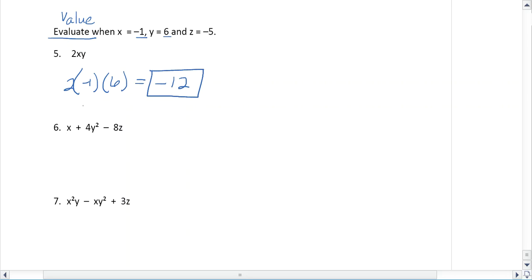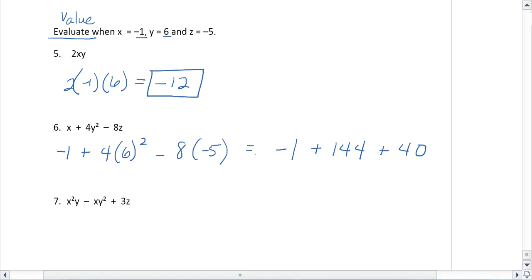Example number 6, again, plug in the -1 for the x, plug in the 6 for the y, and plug in the -5 for the z. And then, of course, follow PEMDAS, do the squaring first, and then the multiplying. So then I'd end up with -1 plus, and 36 times 4 is 144. -8 times -5 is +40. And then if you add these up, if I added correctly, I got 183 for this value.